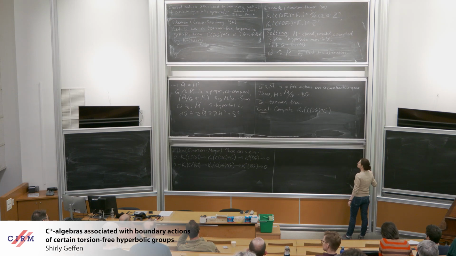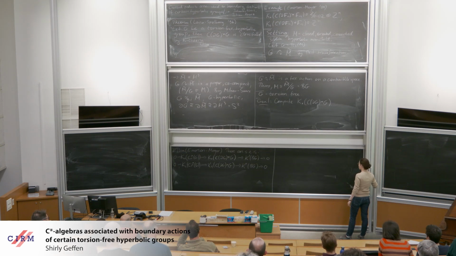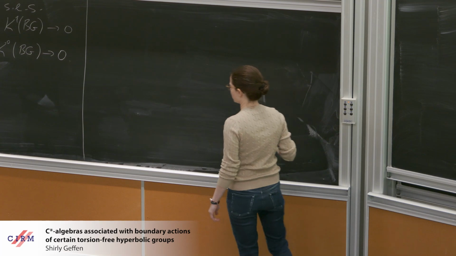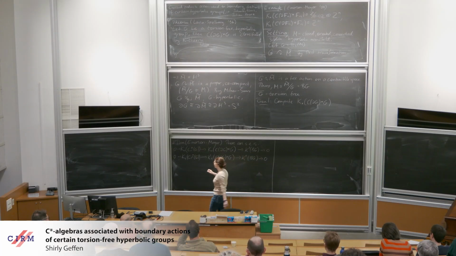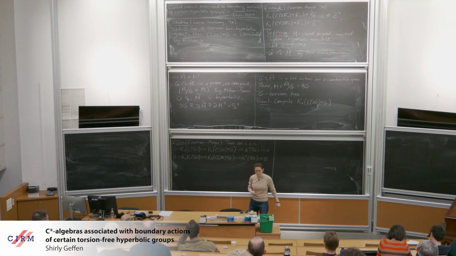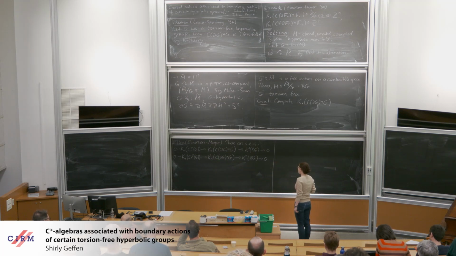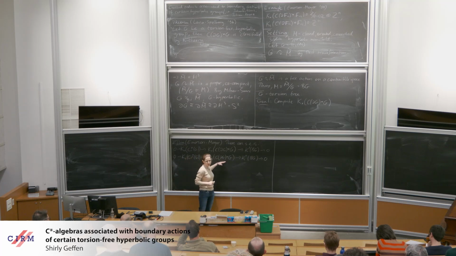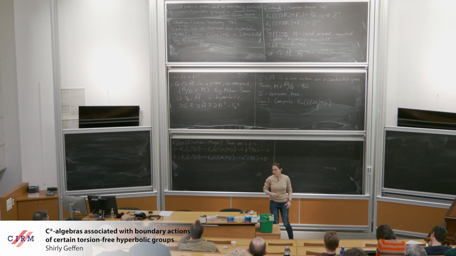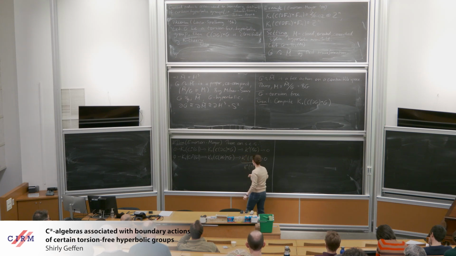So the idea of how to get such short exact sequence is actually interesting, and maybe I will comment about it at the end if I have time. But assume for a moment that we have such short exact sequences and we want to compute the K-theory, namely the middle term here. What we have to know is how to compute the K-theory of the classifying space, namely the K-theory of the manifold M.